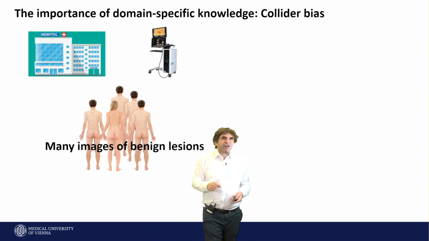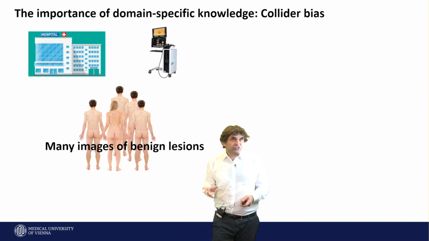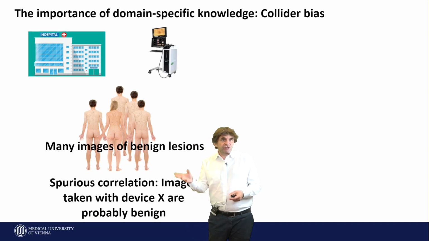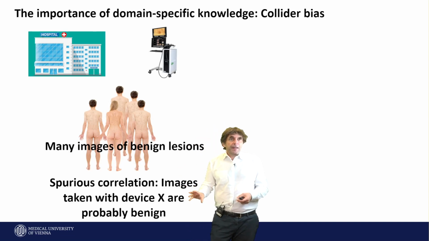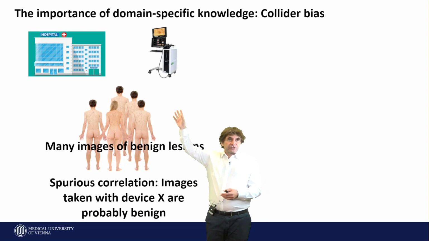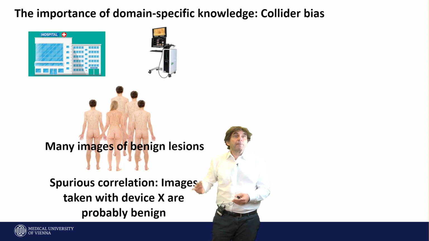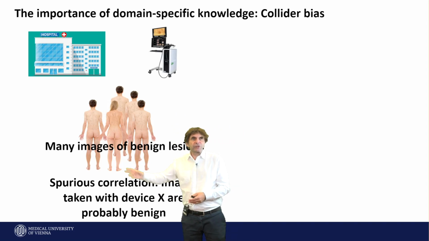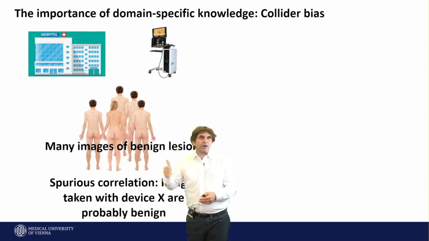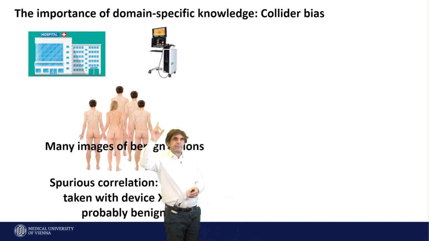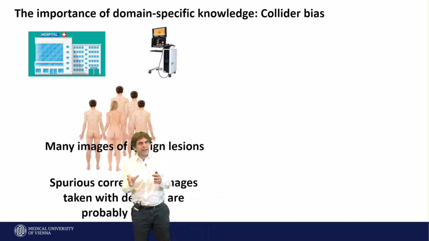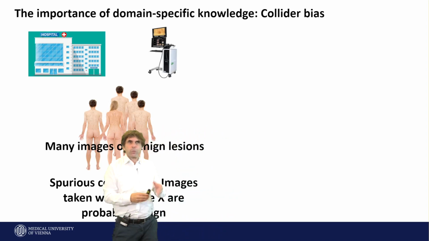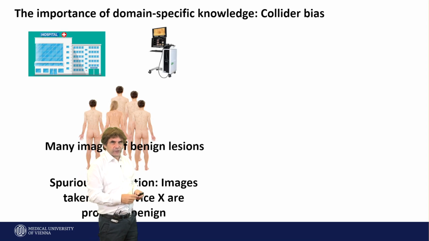So they will have many images of benign lesions, nevi, which will introduce a spurious correlation. Images taken with device X, with this digital device, are most probably benign, because there are so many benign lesions and only lesions of one class in images taken with this device. And your model for sure will recognize images taken with this device.